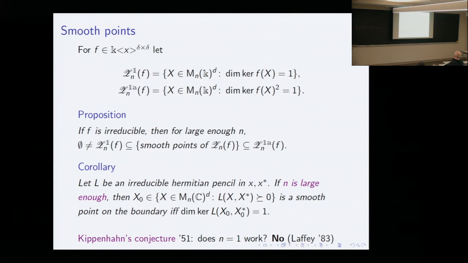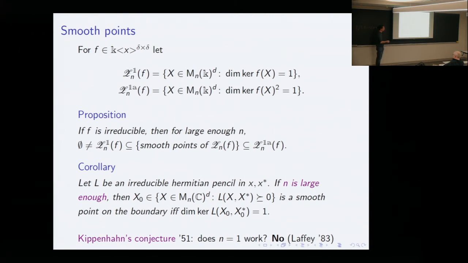And why is this important? Why is it important that smooth points correspond to points where the kernel is one-dimensional? That comes into play when you're talking about bianalytic maps in complex sets. So this kernel one business is super helpful.